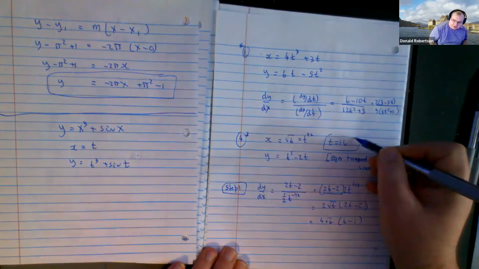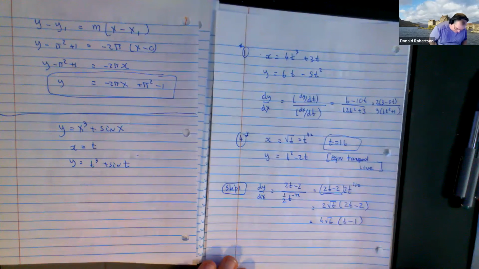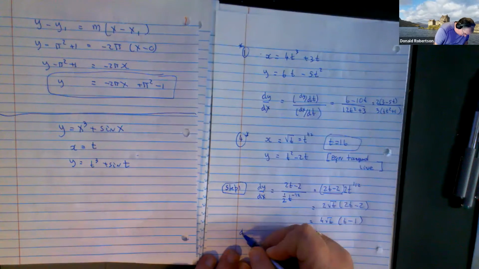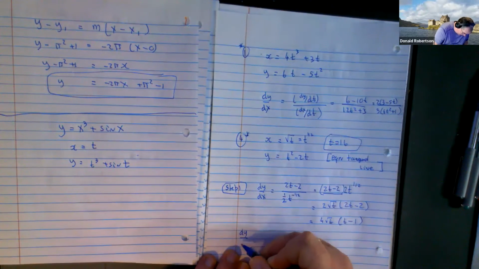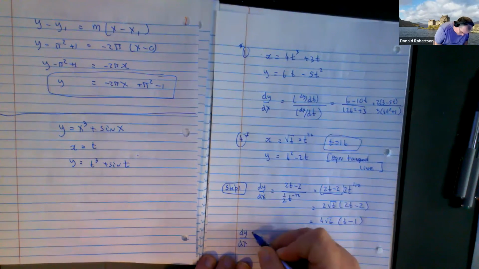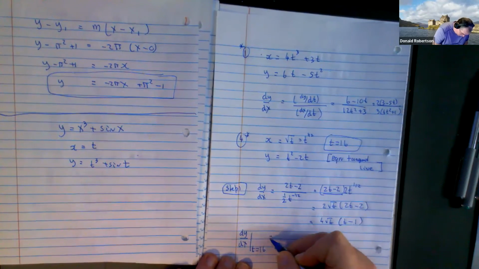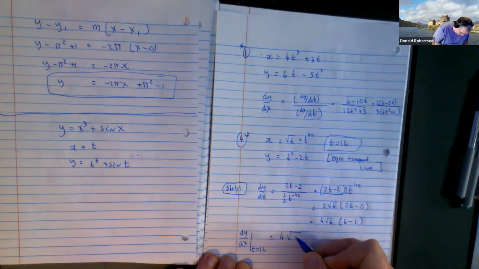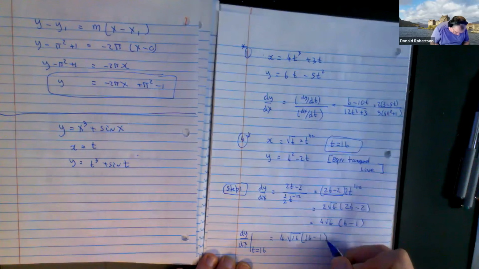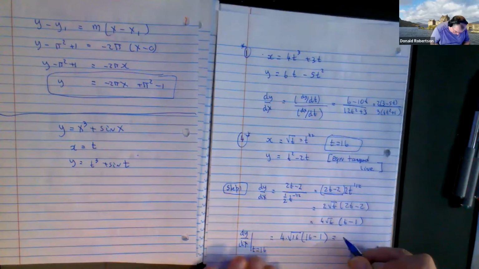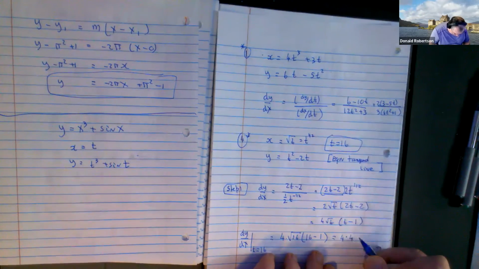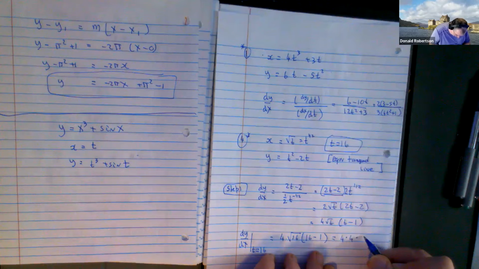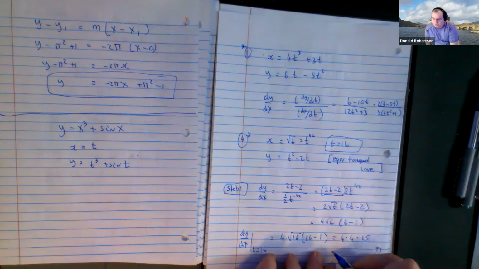we want to find the equation of the tangent line at t equals 16. So we're going to find the derivative at t equals 16. And it's going to be 4 times the square root of 16 times 16 take away 1. And that's 4 times 4 times 15. Oh, God in Himmel. 240. What a big slope.